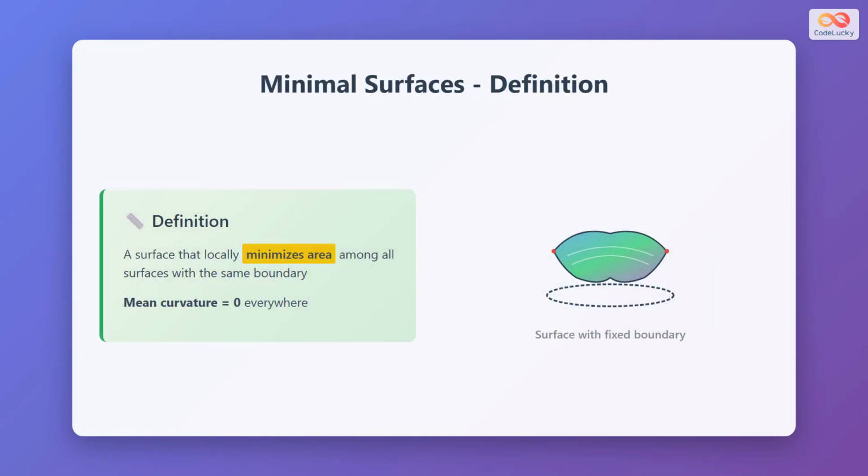Let's define minimal surfaces. A minimal surface is a surface that locally minimizes area among all surfaces with the same boundary. The mean curvature is zero everywhere on a minimal surface. It is a surface with a fixed boundary.